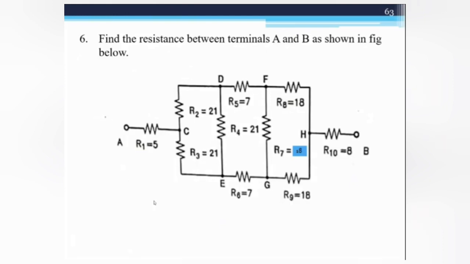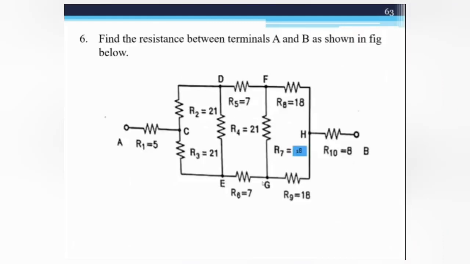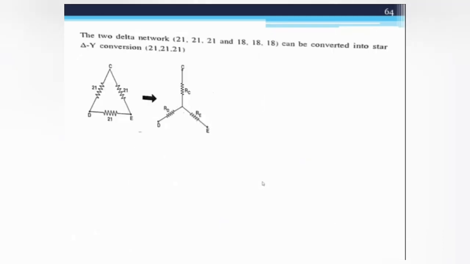Again, one example is there. Find the resistance between the terminals A and B as shown below. All right, so now see here. Here C, D and E are in delta form, and G, F and H are also in delta form. So the first step is to convert these two deltas into the star form. First of all, we convert C, D and E into the star form.